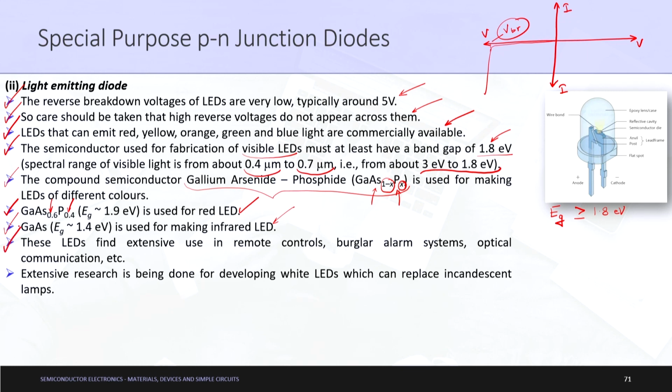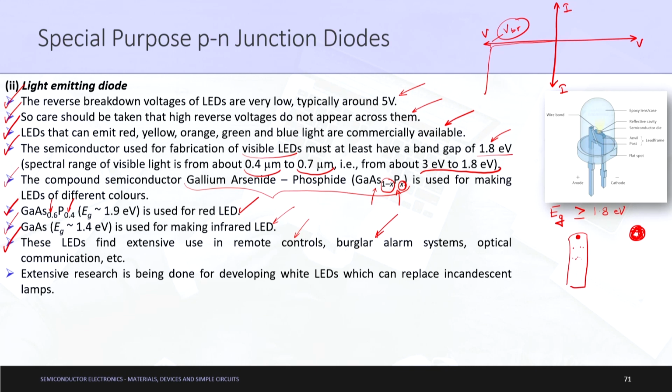These LEDs find extensive use. Where are these used? What are the applications? So, one is in remote controls. If you see your remote correctly, there is a light being emitted whenever you press a button, correct. So, that is how LEDs are used there. Then burglar alarm systems. If you remember correctly, there is a siren which is working and a rotating thing which keeps on working, so that you can see a red light from far off places. That is where LED lights are used.